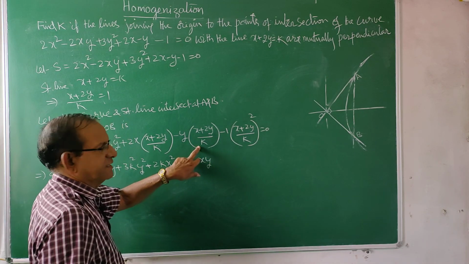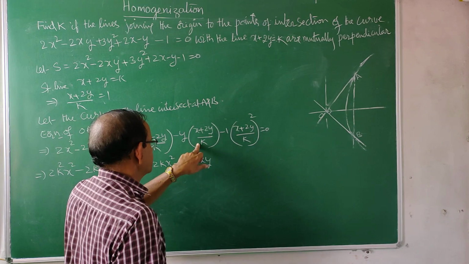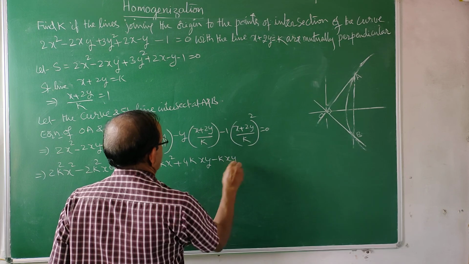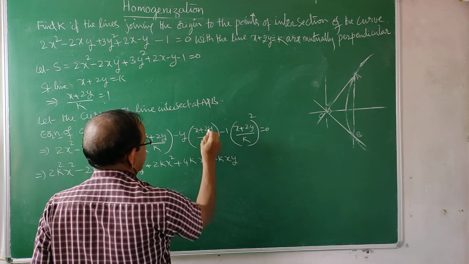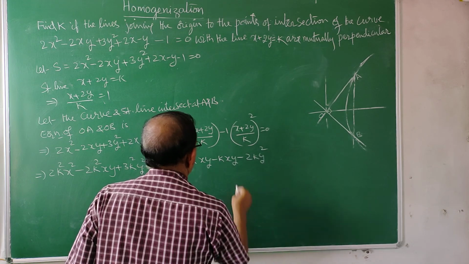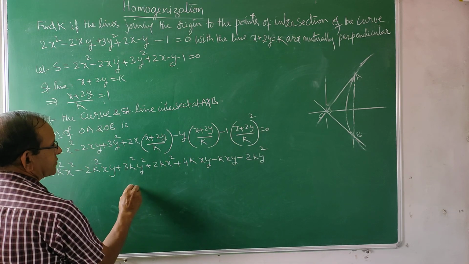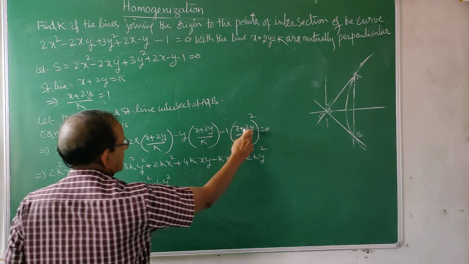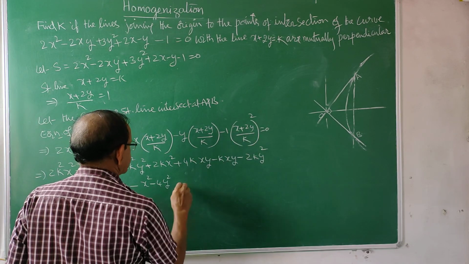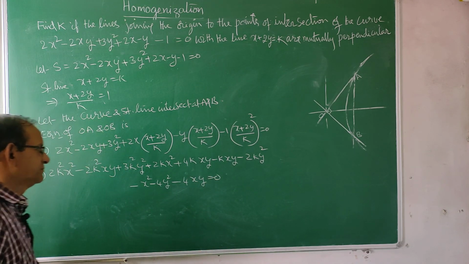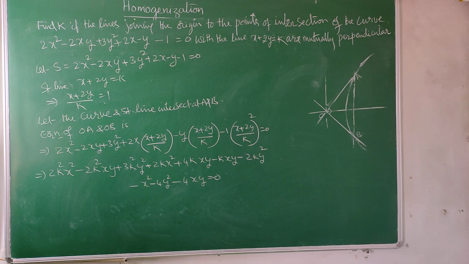Here only k is there, so the LCM is k square. So it goes k times, ky into x is minus kxy, and minus ky into 2y is minus 2k y square. Here minus x square minus 4y square plus 2xy means minus 4xy is equal to 0. Now let us simplify this equation.